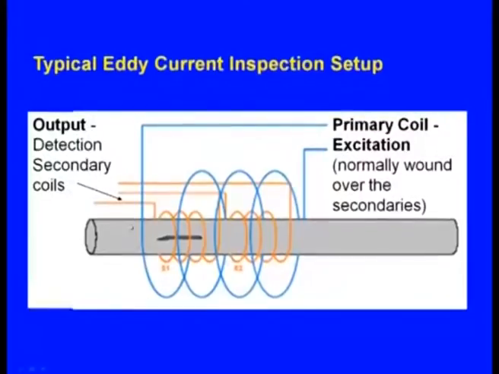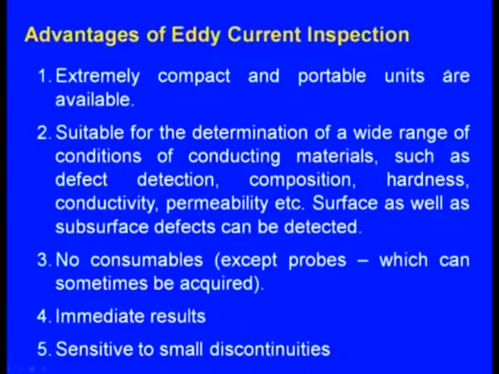Now, if there is any crack in a particular specimen, then what will happen? There will be a change in the secondary current, the secondary eddy current. That is how we can measure or detect the defect or a crack, an internal crack inside a cast specimen. So, this is the simple principle of the eddy current inspection. Now, what are the advantages of the eddy current inspection? Extremely compact and portable units are available. This is very compact, there is no heavy machinery involved.